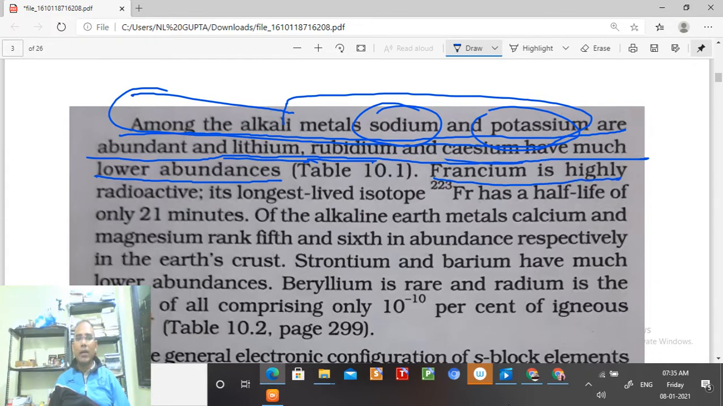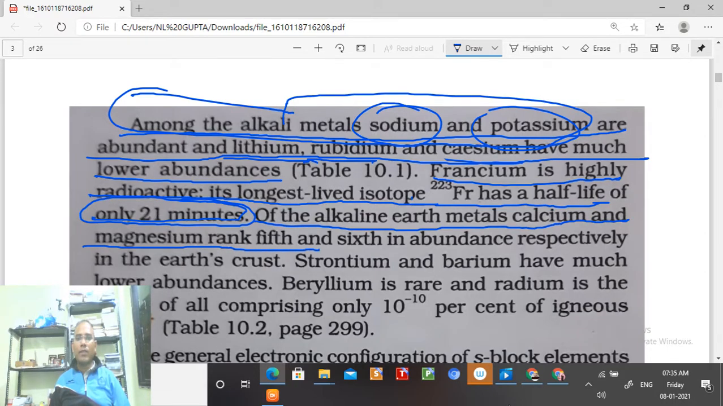Francium is highly radioactive and its longest-lived isotope, francium-223, has a half-life of only 21 minutes. So francium has a half-life of 21 minutes. Of the alkaline earth metals, calcium and magnesium rank 5th and 6th in abundance respectively.